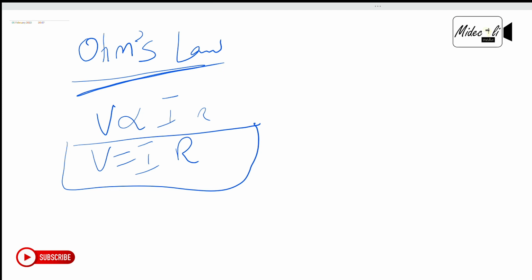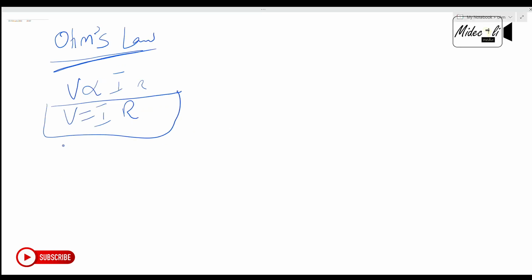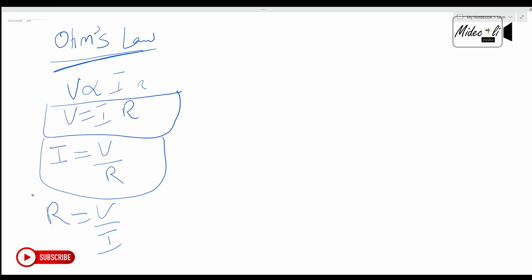So we could go further by making I, the current, the subject of the formula by saying that I is equal to V over R. We just divided through by R. Equation 2. We could also go further by making R the subject of the formula by dividing both sides by I. So here we made resistor the subject of the formula, we made current the subject of the formula, and here we made voltage the subject of the formula.